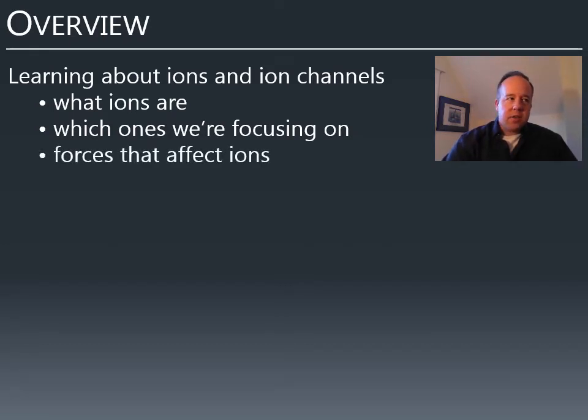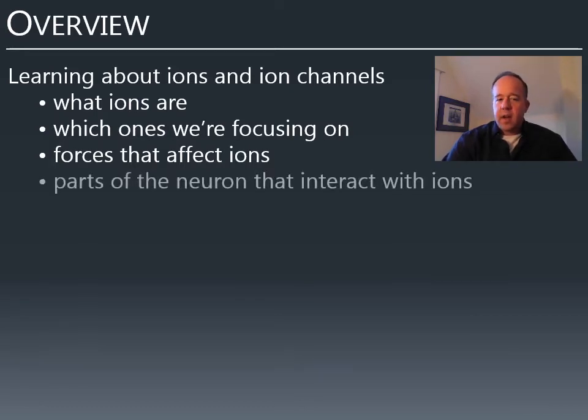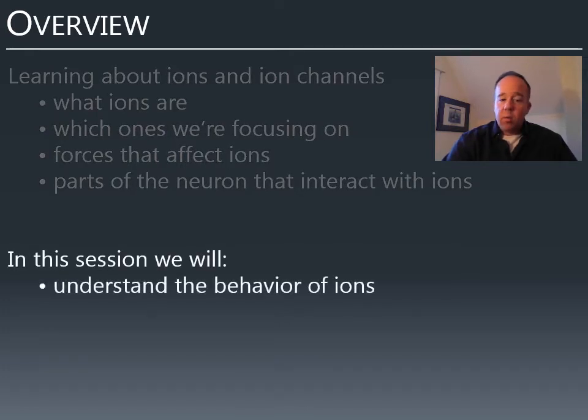And we'll see that ions have rules that they have to follow. So they don't have free will, they don't make decisions. But they do move around. They have sort of a behavior. But we understand that behavior. Ions are pretty simple. And so we'll look at forces that affect ions. And then we'll look back at the neuron and see, what do ions have to do with the neuron? What interacts with ions? So more specifically, we're going to understand what ions do, how they behave. Because again, there are rules they have to follow. If you understand those rules, then you can understand how neurons use electrical signaling.